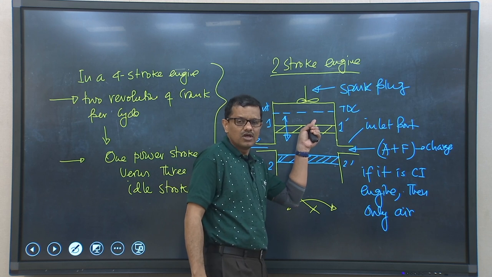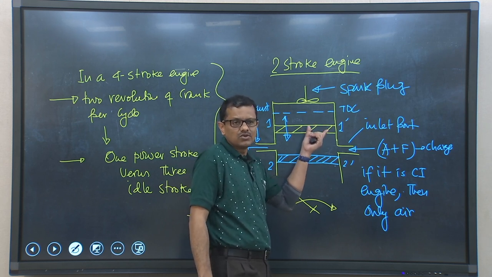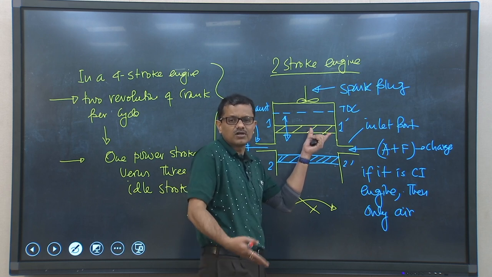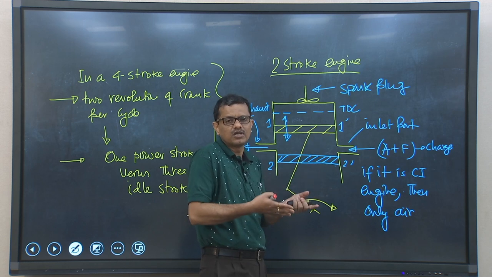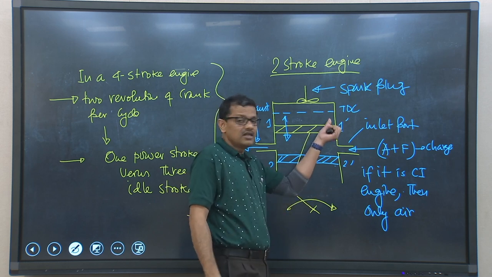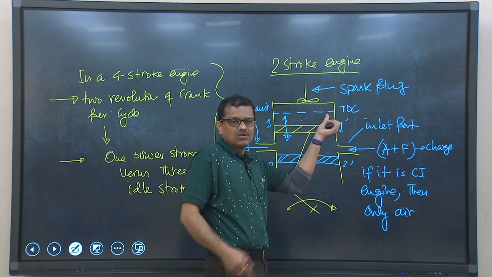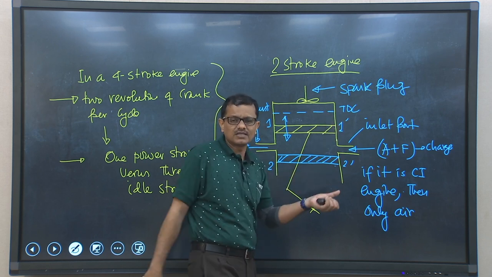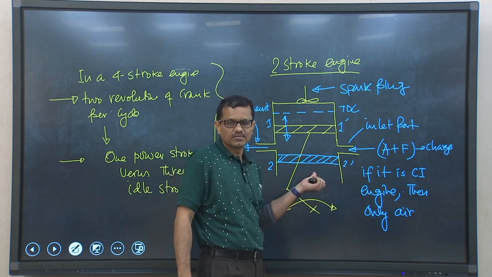What we can understand is one power stroke vis-a-vis one idle stroke, so the occurrence of the power stroke is very high, and consequently the power output is also very high. If power output is very high, then the components will be more prone to high temperature, and that is why the speed of this two stroke engine is reduced.